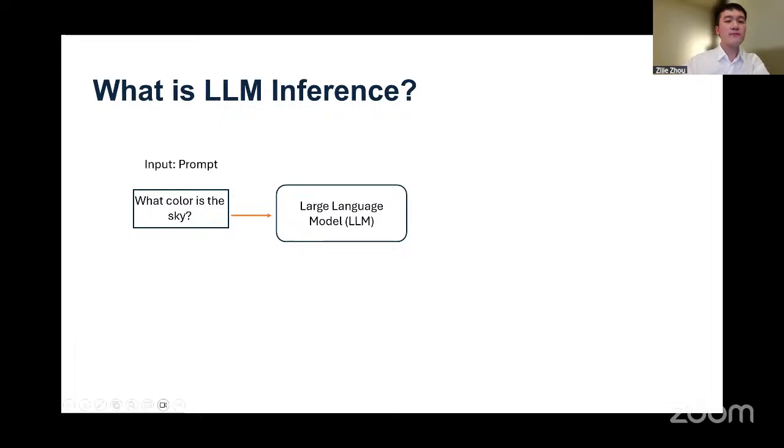So for example, if we input a prompt, what color is the sky, into a large language model, let's say ChatGPT, we observe that it is never the case that all of the response appears simultaneously, right? What we have seen is that the words appear one by one. So for example, the first word can be "the". So in this process, this is called prefill. Prefill means that the large language model will process all of the words in the prompt and then try to generate its first output token. We can just understand a token as a small word.